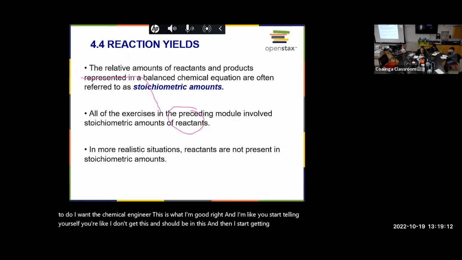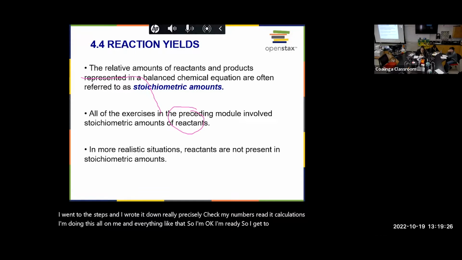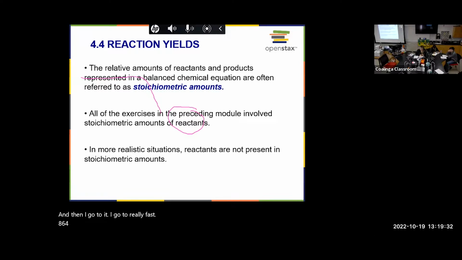So I'm like, look, let me go through it, and I went through the steps. I wrote it down really precisely, checked my numbers, redid the calculations. I'm doing this all while I eat and everything like that. So like, okay, I'm ready. So I get to lab, I have my lab notebook, and then I go through it. I go through it really fast. 86.4%. I am pissed. Man, my eyes are just getting like this big.